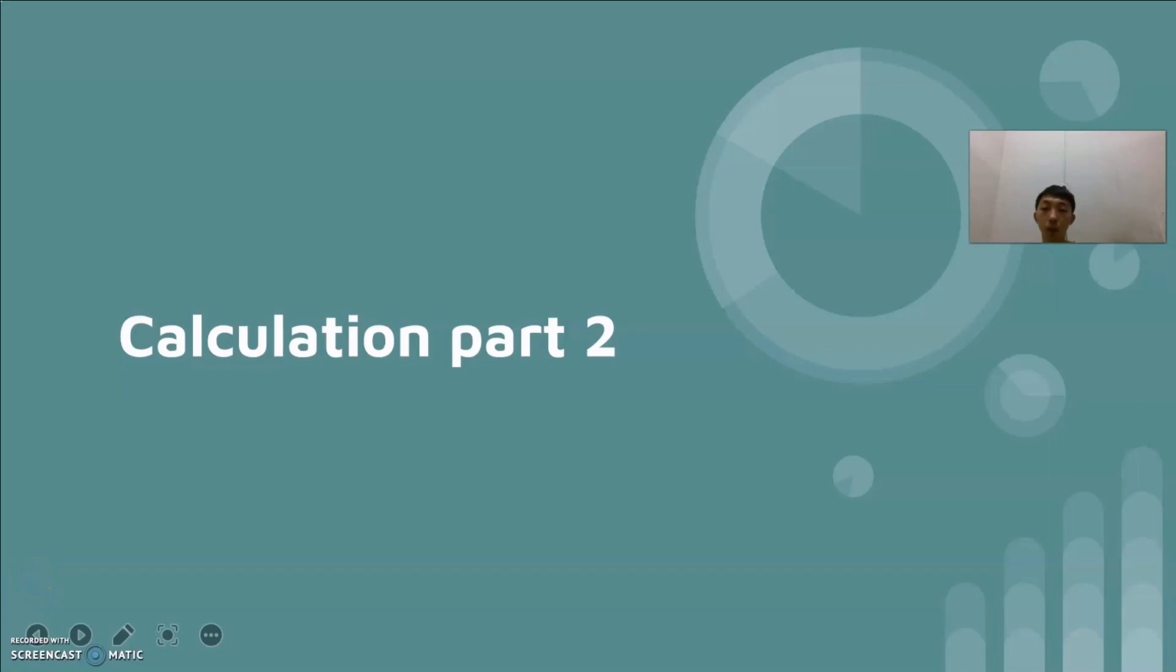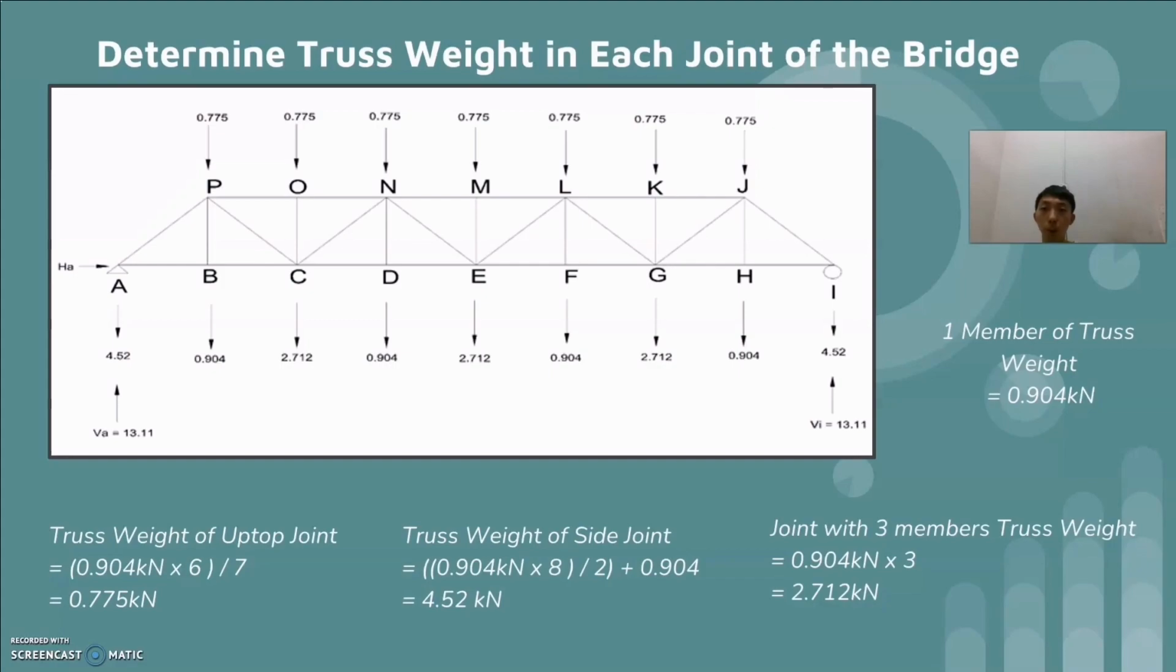Next, I want to present the calculation of reaction force and real force. Before that, we need to determine the truss weight in each joint of the bridge. In this project, we assume one member of truss weight is equal to 0.904 kN. For the truss weight of the outer joint, from joint P to joint J, it is equal to 0.904 kN times 6 members divided by 7 joints, which is equal to 0.775 kN.